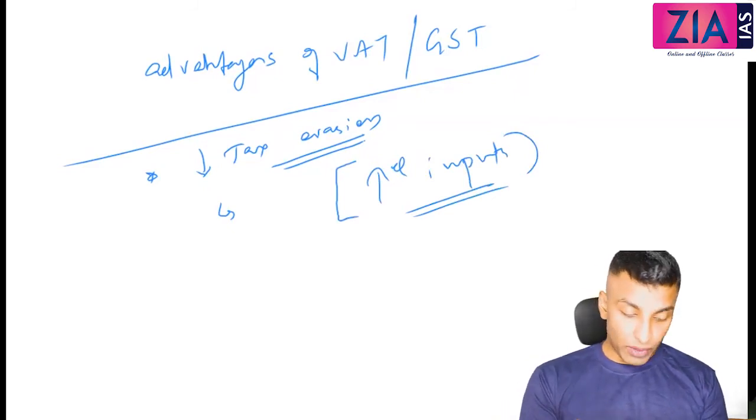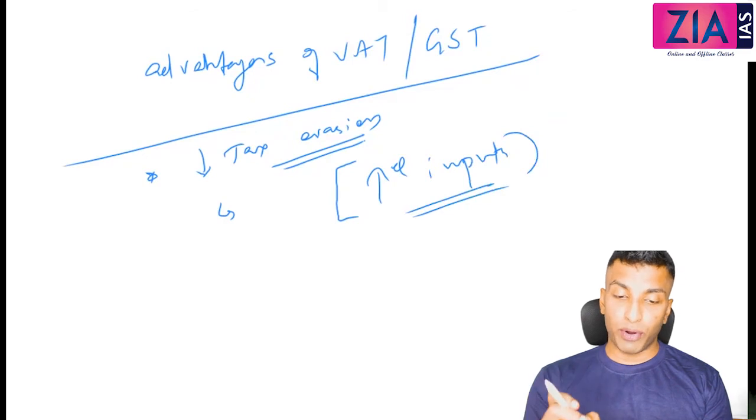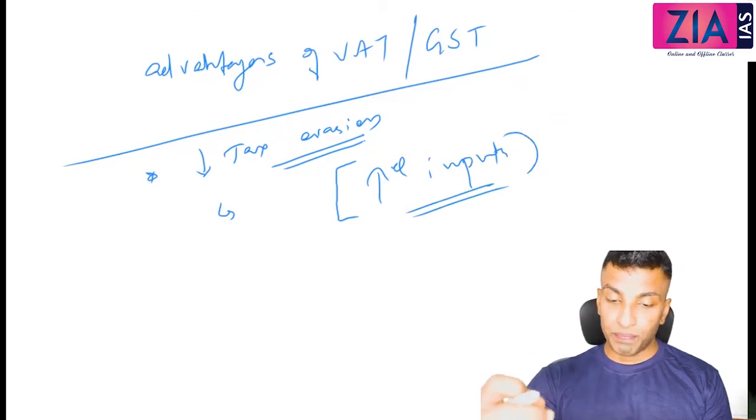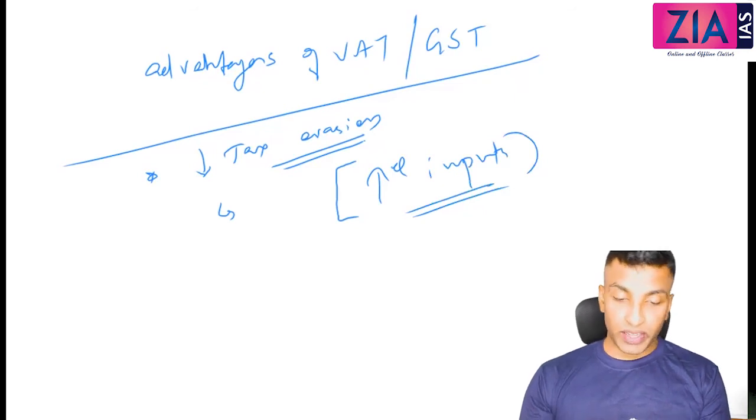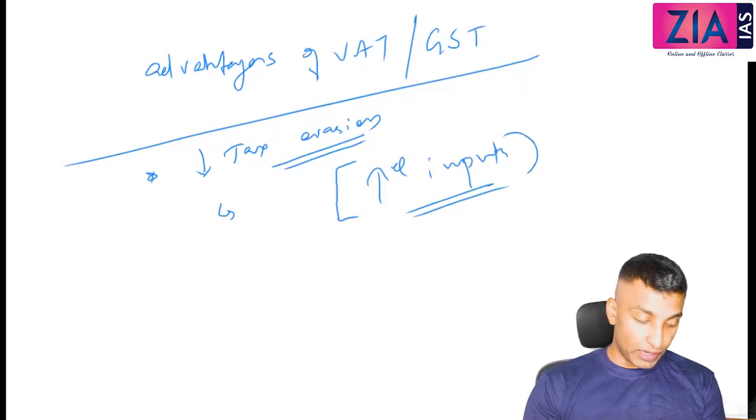But here, if you claim the higher inputs, what will happen? You can cross-check with the previous case, from where you bought and how much he paid. Complete data will be there. So that's why I've told you it will enable the tax officials to cross-check everything properly.